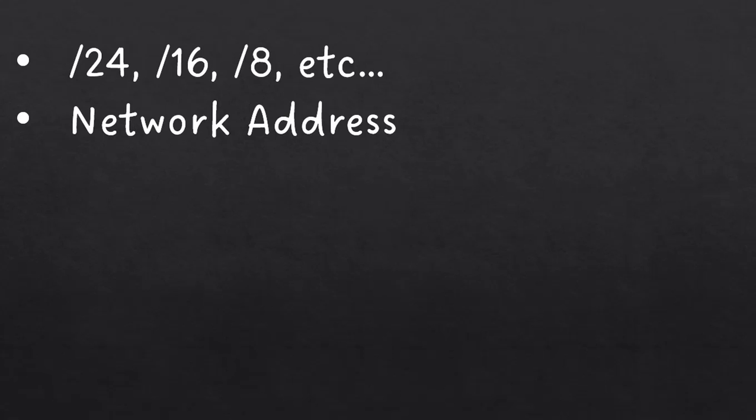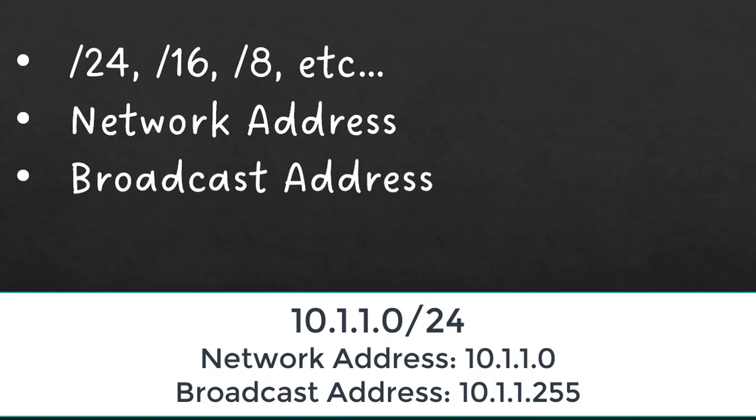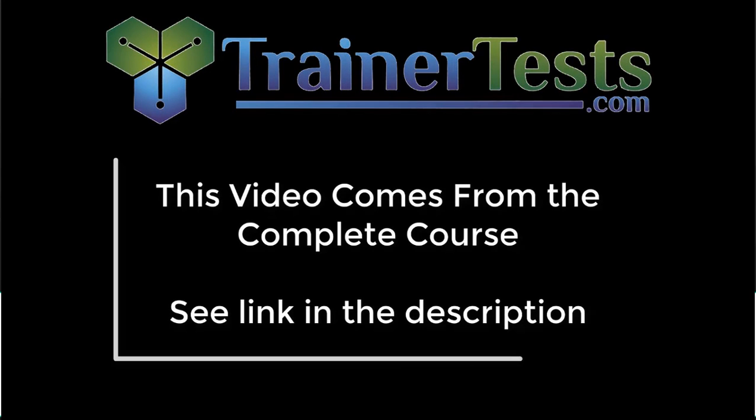So the network address, that's the first address of whatever address range we're looking at. And so, for example, if my network is 10.1.1.0/24, 10.1.1.0 is the network address, and 10.1.1.255 is the broadcast address. That's always the highest possible address in my network range.